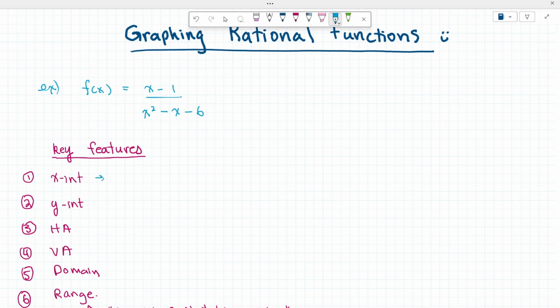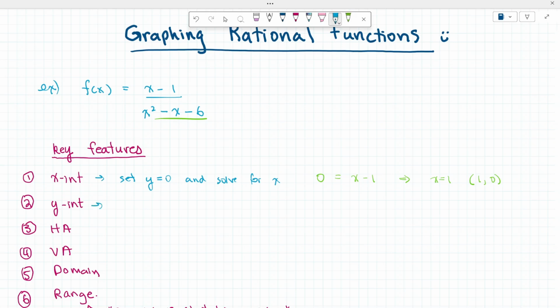Okay, so finding the x-intercept: to find that, we set y equals 0 and solve for x. When y equals 0, our whole denominator is multiplied by 0, so it disappears. So 0 equals x minus 1. Solving for x, we get x equals 1, so our x-intercept is the point (1, 0). Make sure that you write out the ordered pair.